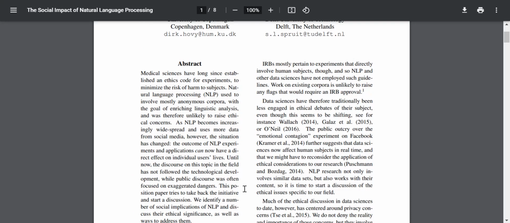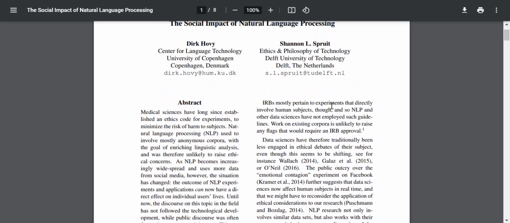All right. So IRBs mostly pertain to experiments that directly involve human subjects, and so NLP and other data sciences have not employed such guidelines. Work on existing corpora is unlikely to raise any flags that would require an IRB approval. So at that point, natural language processing was not using any human subjects. Even today, I believe there's no direct involvement of human subjects. Of course, there are annotators and people who were interviewed and so on and so forth.